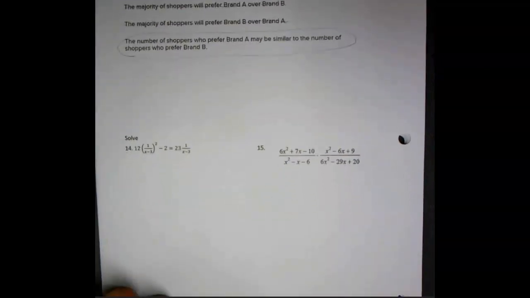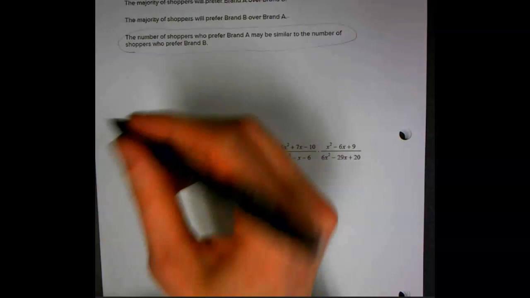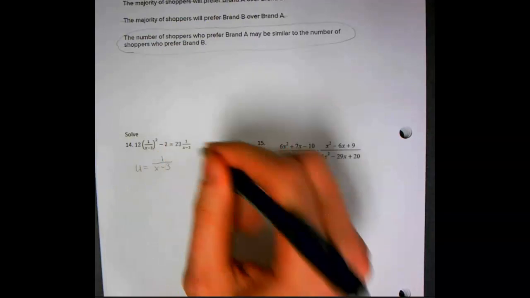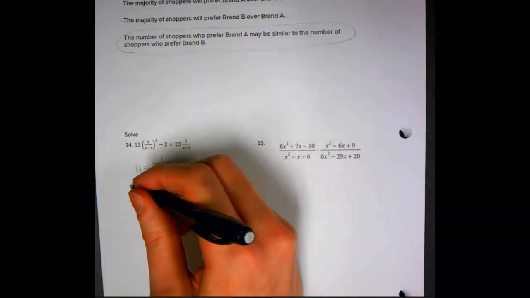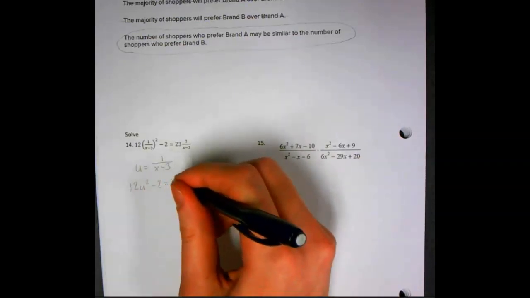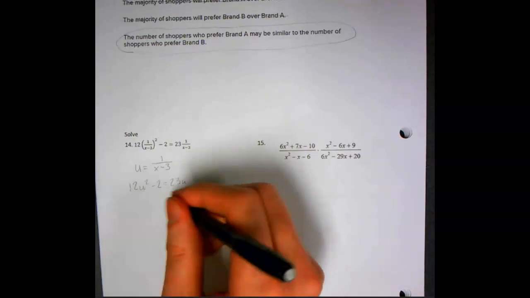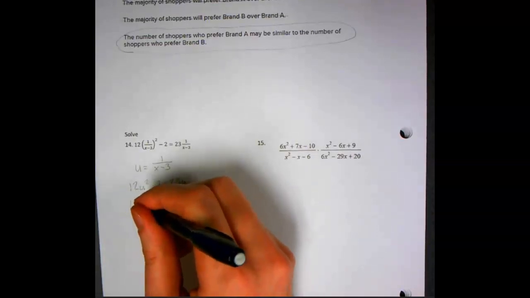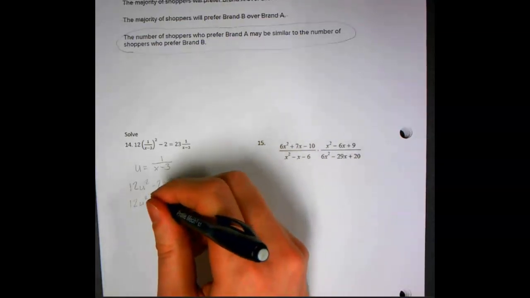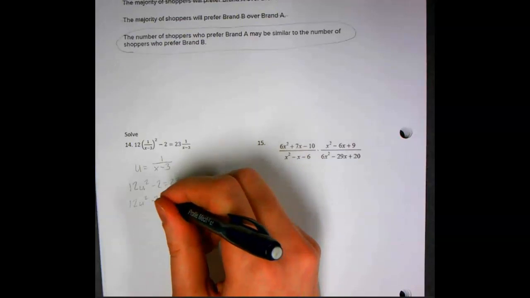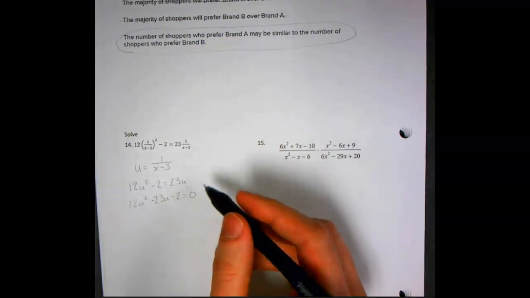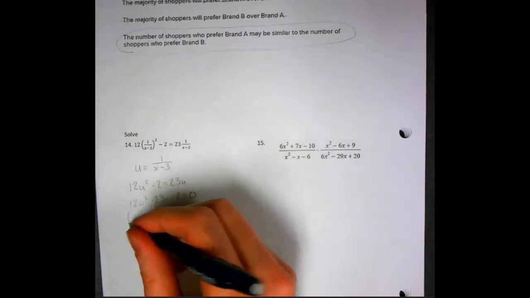For problem 14, we're going to use u substitution. So u is going to be equal to 1 over x minus 3. We're going to rewrite this as 12u squared minus 2 equals 23u. When we rewrite this out, we're going to bring all the u's to one side. So we'll have 12u squared minus 23u minus 2 equals 0. Then we need to solve for u. So we're going to factor this out.